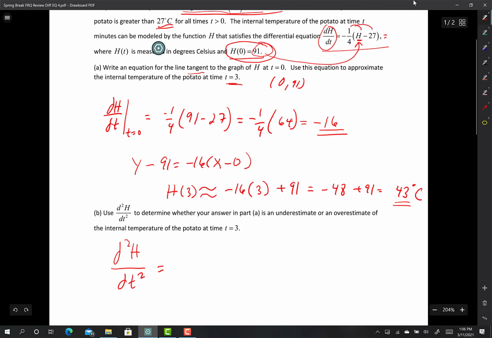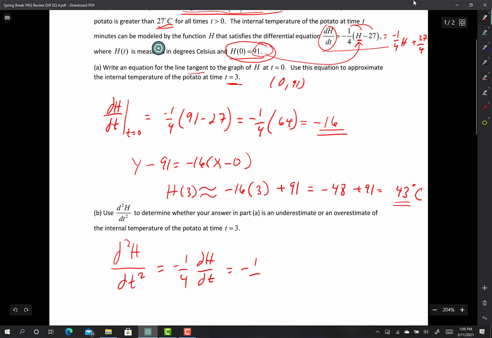If you were to distribute that, which you don't have to, by the way, it would have been negative 1/4 h plus 27 over 4. That 27 over 4 is a constant. I wouldn't worry about it. The derivative of negative 1/4 h is just going to be negative 1/4 dh/dt.